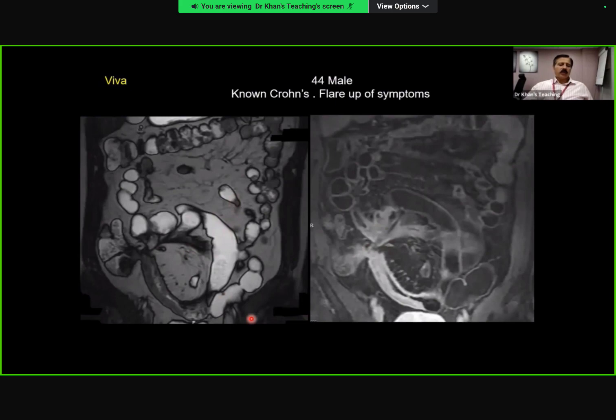Okay, so this is an MRE study where there is a long segment stricture with acute inflammation involving the terminal ileum. Maybe a portion of the cecum is also involved. As correctly pointed out, there is hyperemia. This is the comb sign. You can see multiple loops which are adherent, possible fistulae, ileo-ileal fistulae.